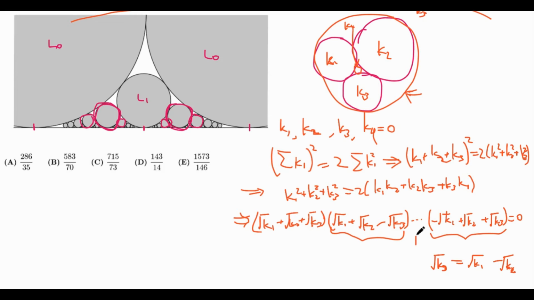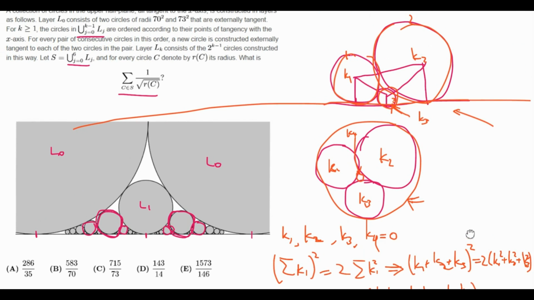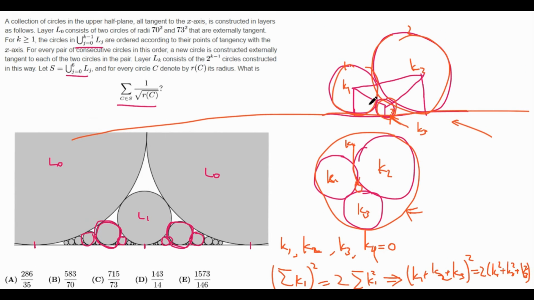And similarly, if we try to set this term equal to 0, then it also doesn't work because we get square root of k2 minus square root of k1. However, if we set this bracketed term to 0, then we get square root of k3 equals square root of k1 plus square root of k2, which makes sense because this means that the curvature k3 is greater than both k1 and k2, which means that the radius of the circle with curvature k3 is smaller than that of k1 and k2, which is exactly what happens in this diagram.